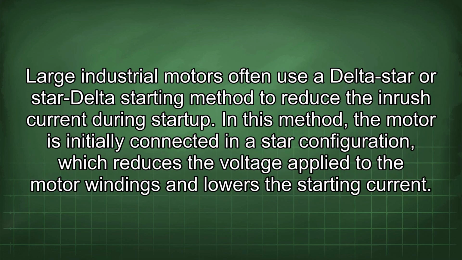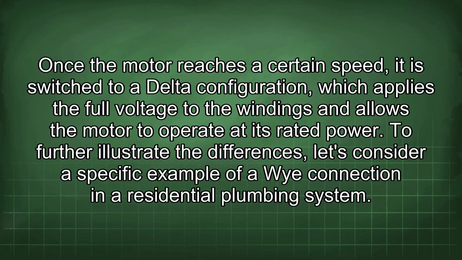Another application of delta connections is in motor control circuits. Large industrial motors often use a delta-star or star-delta starting method to reduce the inrush current during startup. In this method, the motor is initially connected in a star configuration, which reduces the voltage applied to the motor windings and lowers the starting current. Once the motor reaches a certain speed, it is switched to a delta configuration, which applies the full voltage to the windings and allows the motor to operate at its rated power.